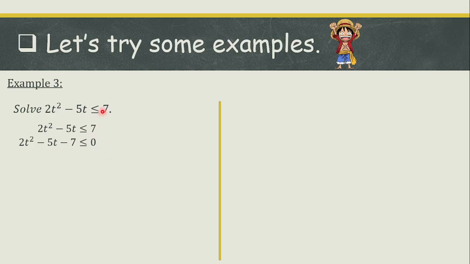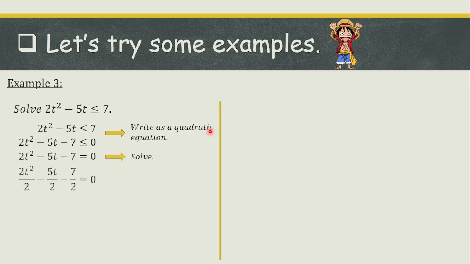So, yung gagawin natin dito, i-copy natin yung problem. Then, yung 7 dito sa right side, ita-transpose natin papuntang left side kasi dapat nga 0 lang yung remaining term sa right side. So, yung 7, ita-transpose natin pa left side. So, it will become -7. So, the result is 2t squared minus 5t minus 7 is less than or equal to 0. Then, let's apply the first step, write as a quadratic equation. So, 2t squared minus 5t minus 7 is equal to 0.